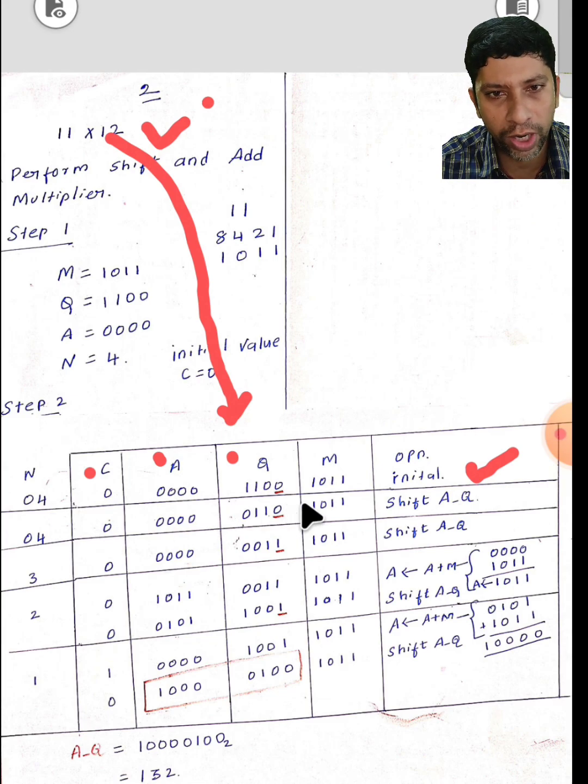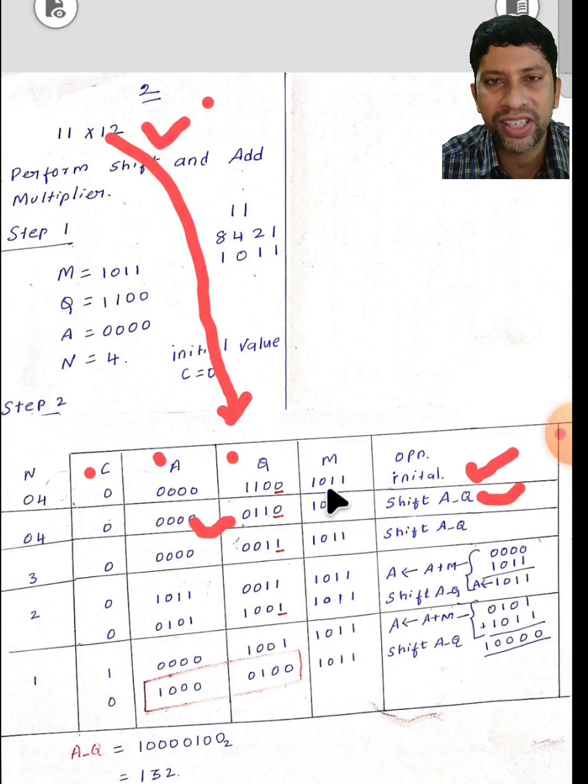Clear? Right. Now, as I have 0 here, I am just doing the shift AQ operation. This 0 is going to come here. This 0 is going here. This 0 is going here. This 0 is going here. And this 0 is getting shifted here. Clear? Then this 1 is coming here. This 1 is coming here. This 1 is going here. Then this 0 is discarded. Right? Don't bring it to M. M will not have any change. So this is the first step. So first step is done.